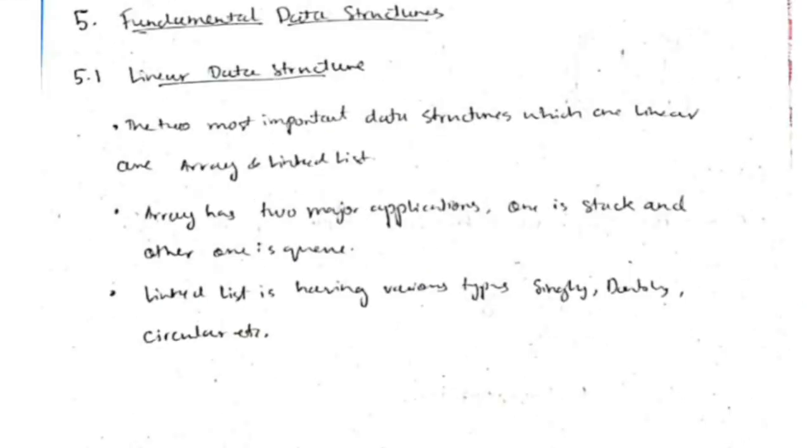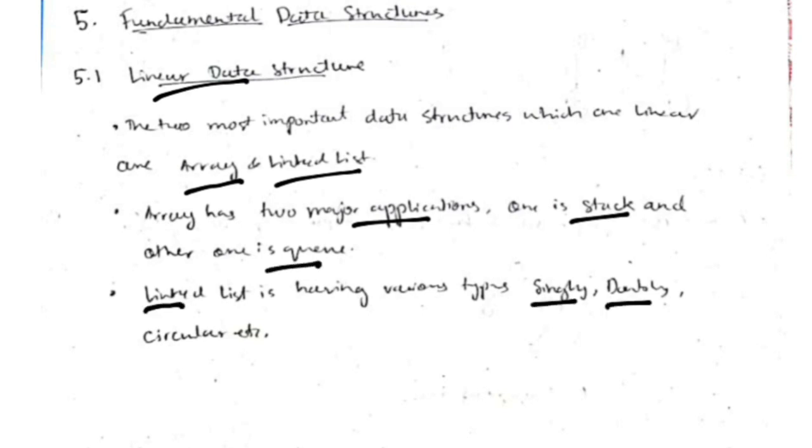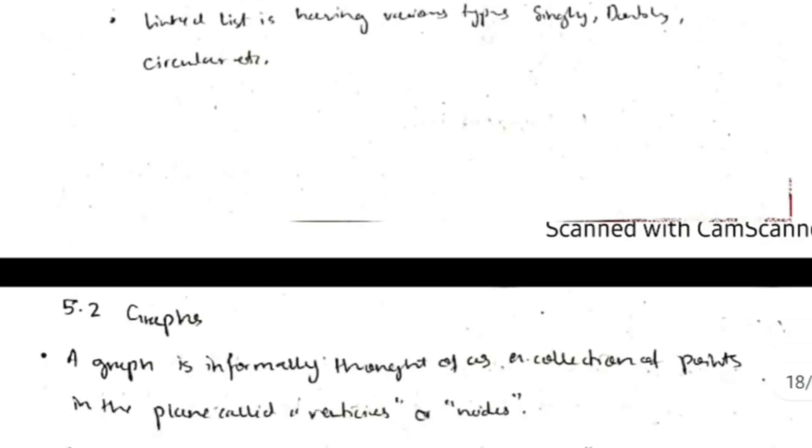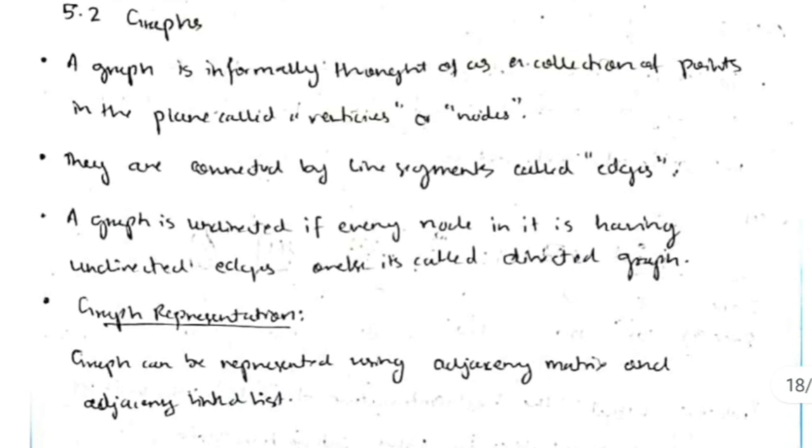Okay, this is the last topic, and in this topic the previous data structures which we studied are being discussed. So let's quickly revise each of these. First one is linear data structures. It means arrays and linked lists. There are two major applications: the first one is stack and the other one is queue. And linked list also has many types, like singly linked list, doubly linked list, and circular linked list. Okay, so that's all about linear data structures.